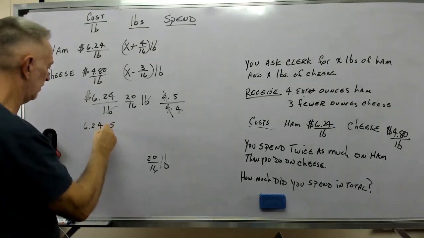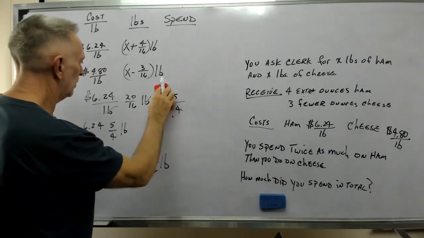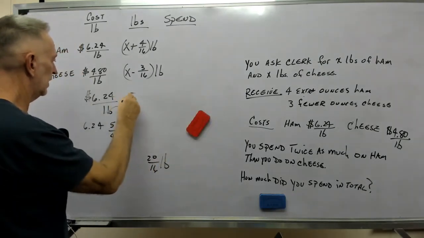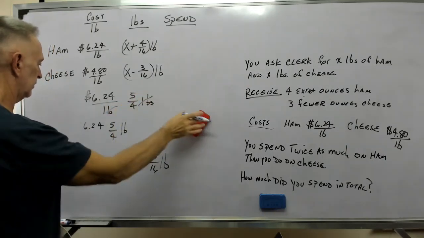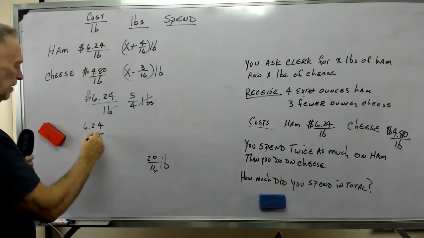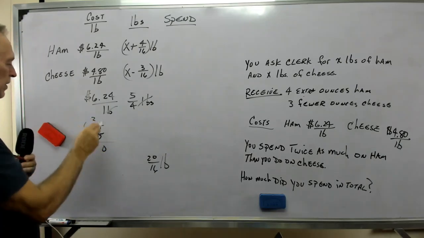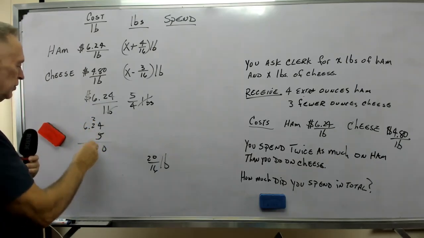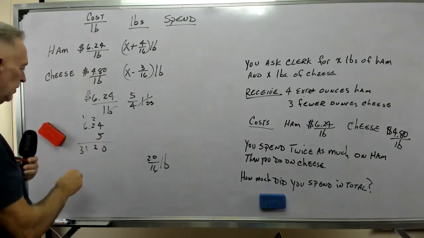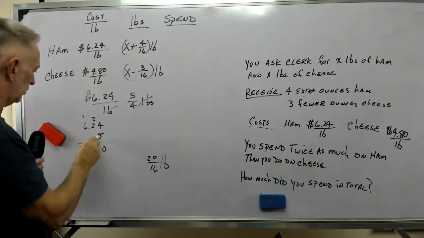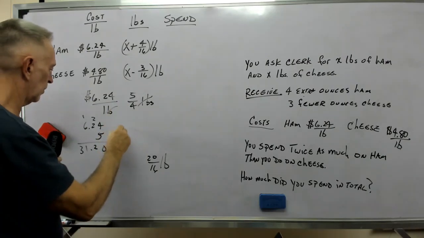So we have 5 over 4 pounds. All right, so I'm going to multiply 624 by 5 over 4 pounds. Pounds cancel. So let's multiply this by 5, and then we'll divide it by 4. 5 times 4 is 20. 5 times 2 is 10, plus 2 is 12. Carry the 1. 5 times 6 is 30, 31. And 2 decimals. So I have 3120 now divided by 4.